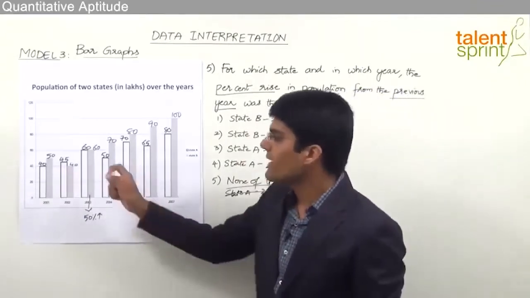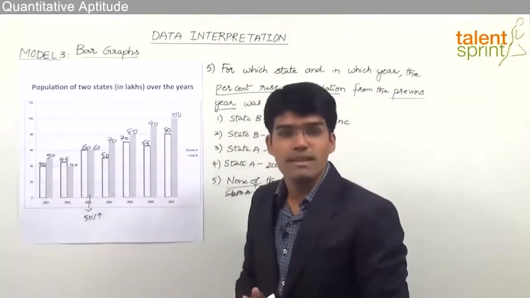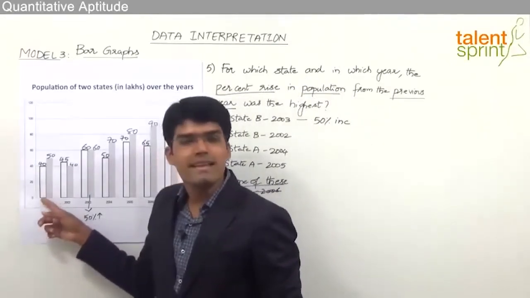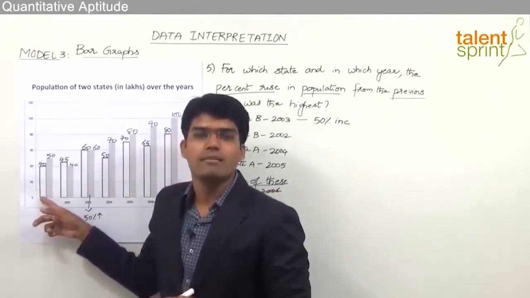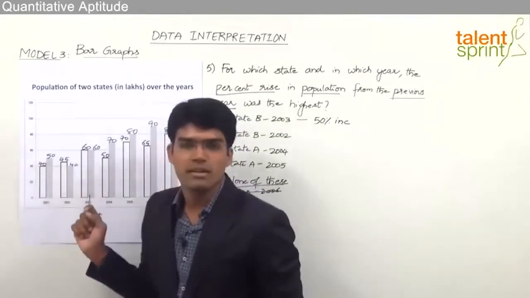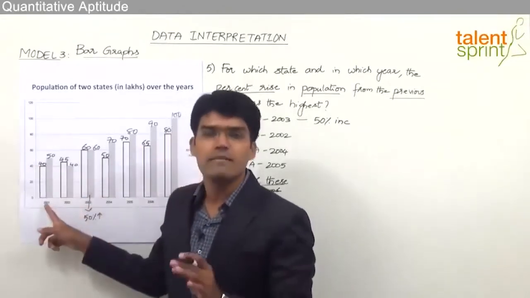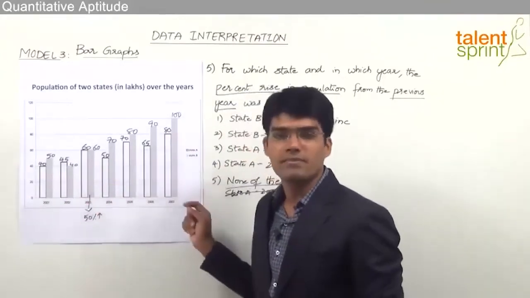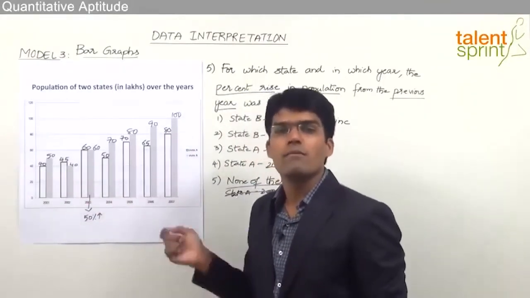So let's now try to find out the percentage change for each of the remaining years and for both the states. Now we know that the percentage rise in the first year cannot be calculated. Why? Because the previous year data is not given to us. So 2001 is anyway ruled out for both the states. We should find out the percentage rise for the remaining years. Now let us first do it for state A for all the years.